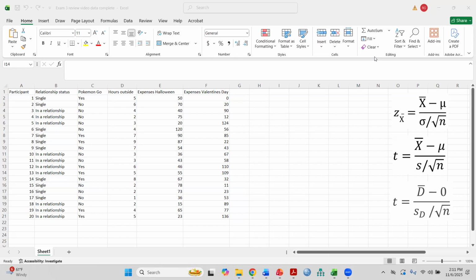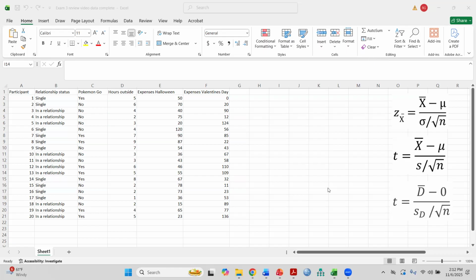I've got, looks like, 20 participants. We've got a variable on their relationship status, whether they're single or currently in a relationship, whether they play Pokemon Go or not, yes or no. The hours they spend outside, let's say that's a weekly number of hours outside. Expenses for Halloween and expenses for Valentine's Day.